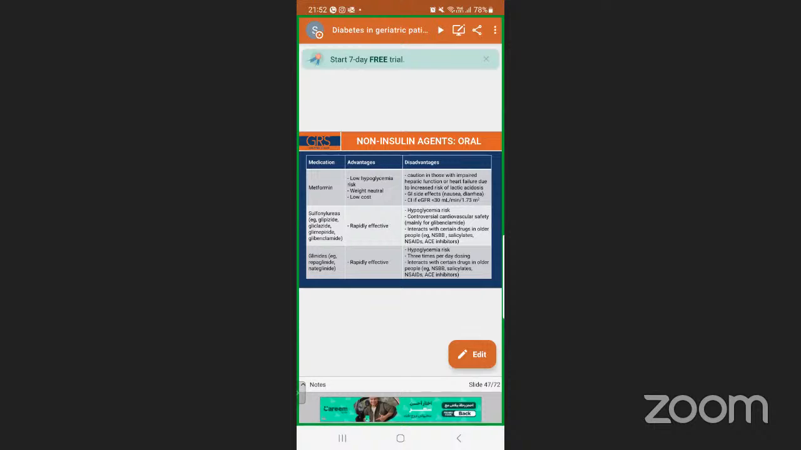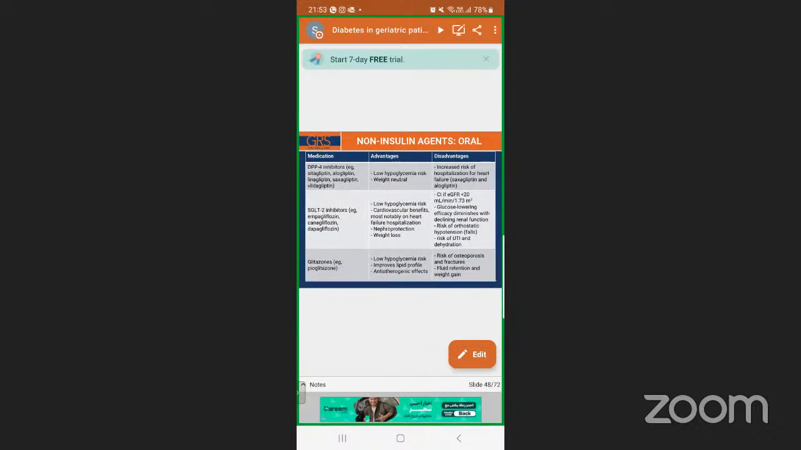The other groups are insulin secretagogues like sulfonylureas: glipizide, gliclazide, glimepiride, and glibenclamide. They are rapidly effective, but carry higher risk of hypoglycemia, controversial cardiovascular safety, especially for glibenclamide, and drug interactions. They may also lead to edema and weight gain. Repaglinide is also rapidly effective, but it carries a higher risk of hypoglycemia. It requires multiple daily dosing and leads to multiple drug interactions.